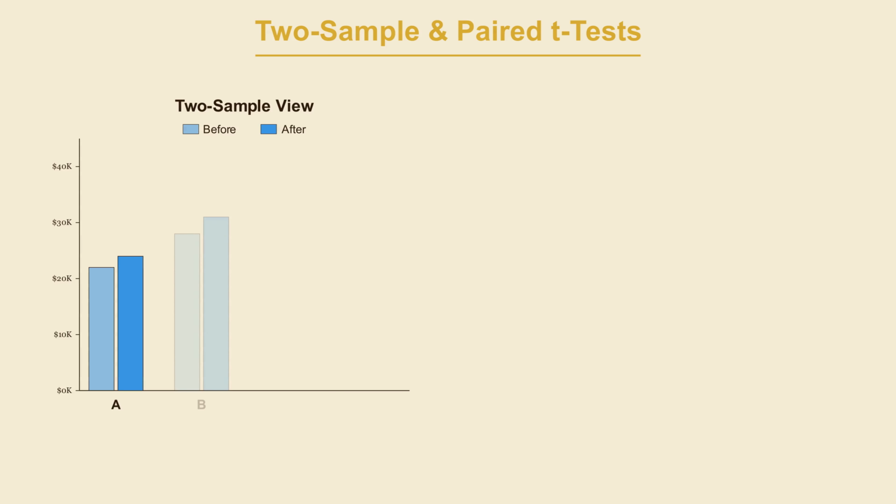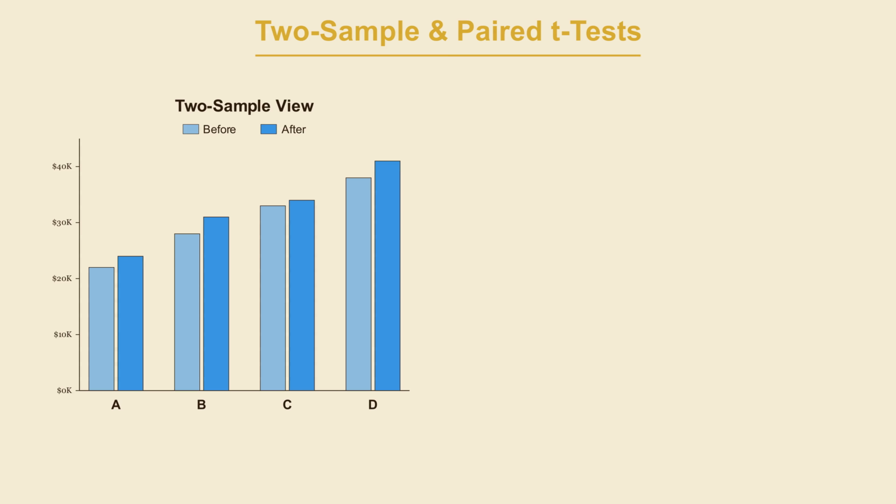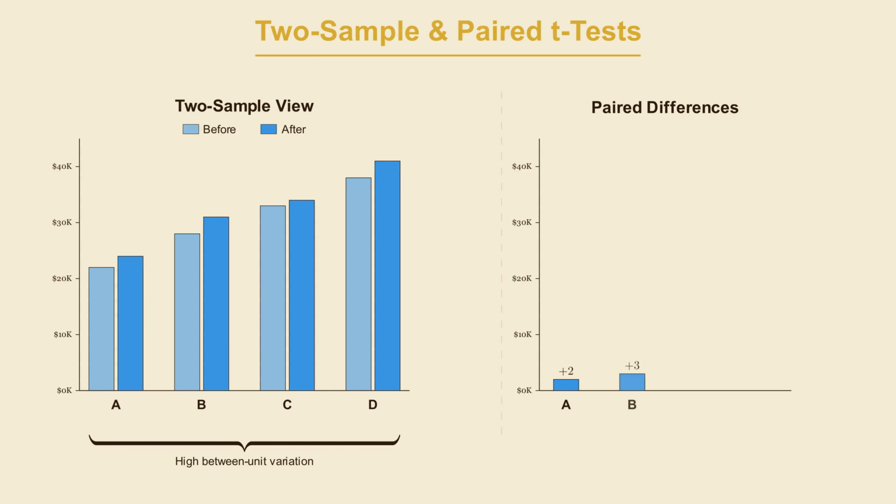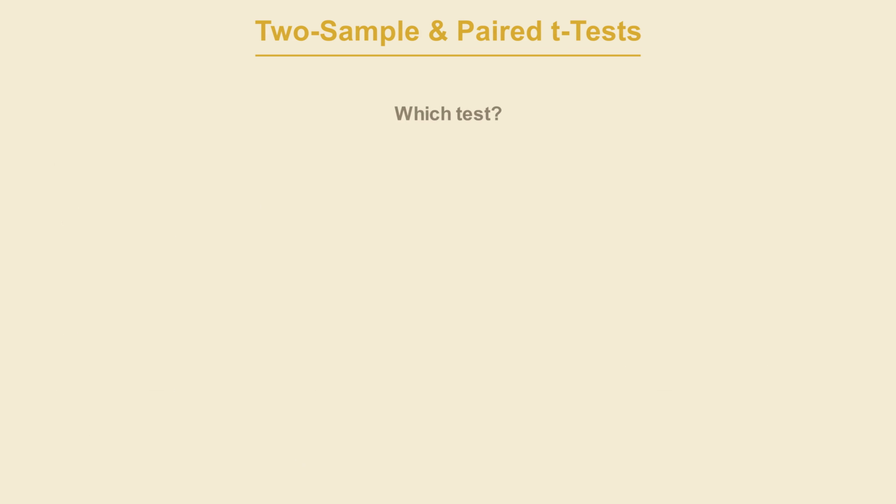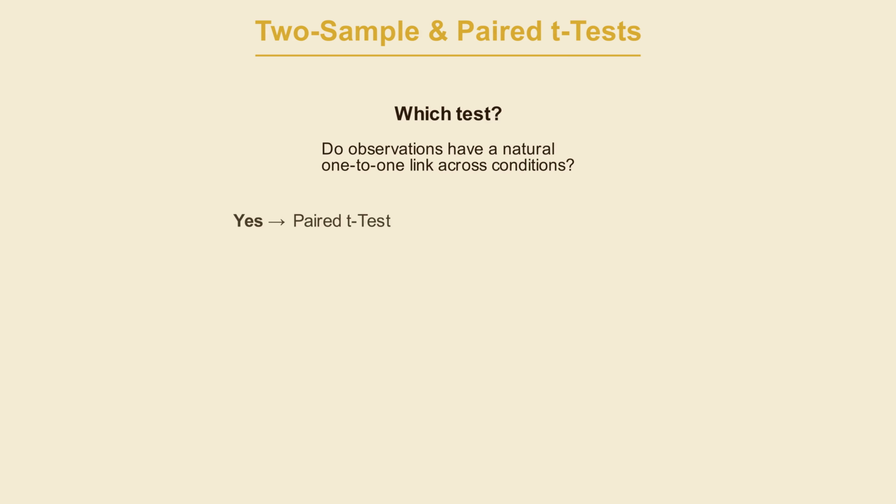Notice what the paired structure did for the power of the test. A two-sample test would have treated the two salary columns as coming from independent groups, letting all the variation across all the roles and seniority levels inflate the standard error. The paired approach collapses all of that down to a single column of differences and focuses the test entirely on what actually changed. The question to ask when choosing between the two tests is always, do my observations have a natural one-to-one link across the different conditions? If yes, then compute the differences and run the paired test. If no, then treat the groups as independent and run a standard two-sample test.